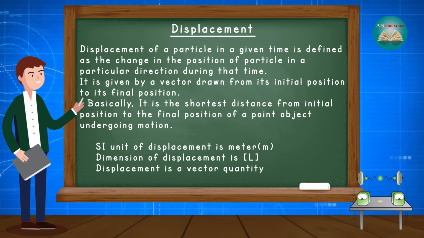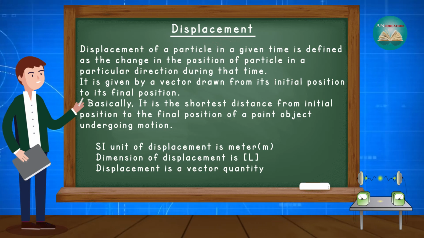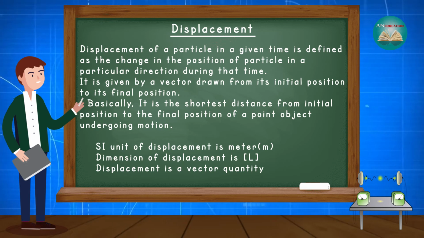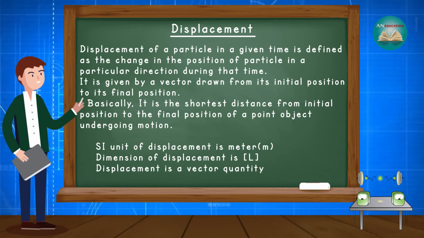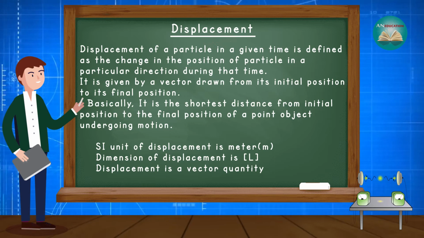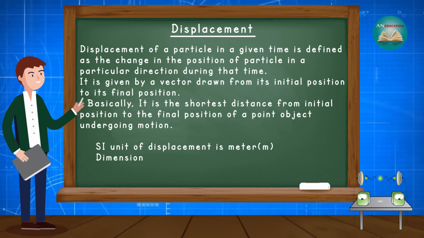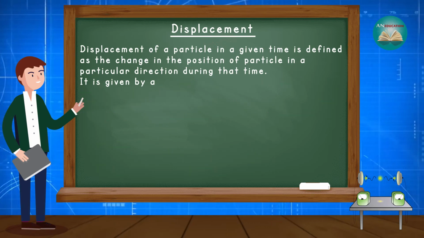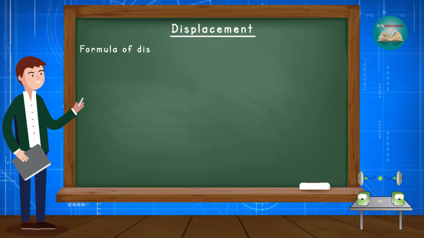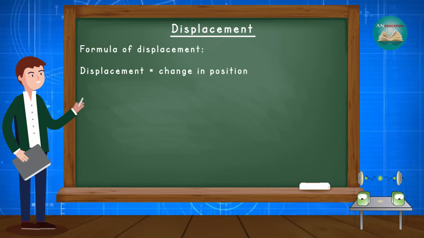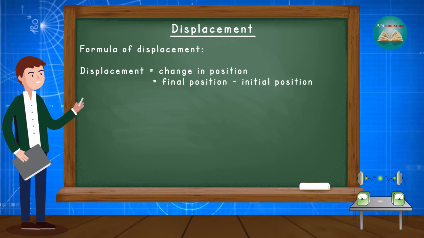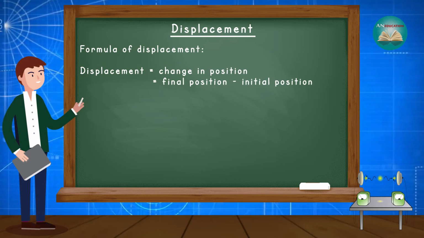SI unit of displacement is meter, represented by small m. Dimension of displacement is square bracket capital L. Displacement is a vector quantity. Formula of displacement is equal to change in position, which is equal to final position minus initial position.